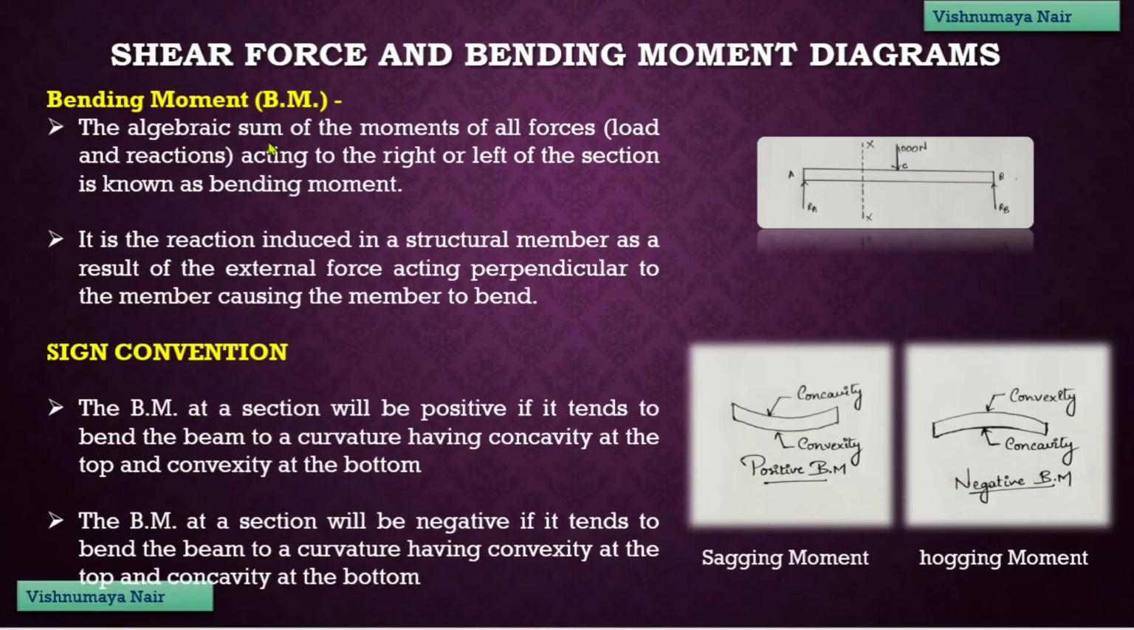Let's see what is meant by bending moment. Bending moment is the algebraic sum of the moments of all forces, that is, loads plus reactions acting to the right or left side of the section. See here, this is the section. Now we'll consider the left side alone, okay? Here we have a reaction force acting in the upward direction. This force has the tendency to rotate the beam like this. This is the clockwise direction. So this force has the tendency to rotate the beam in the clockwise direction.